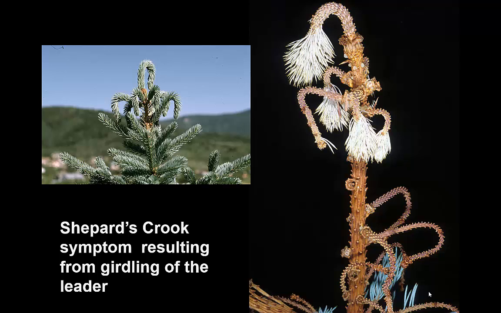As a result, we get a symptom that is sometimes called a shepherd's crook, where it kind of curls over, and this is all happening before the new growth has fully expanded and hardened. So it curls, it's still soft, but it's a result of the fact that there have been larvae that have developed and girdled and removed the tissues from areas underneath where you see this symptom.